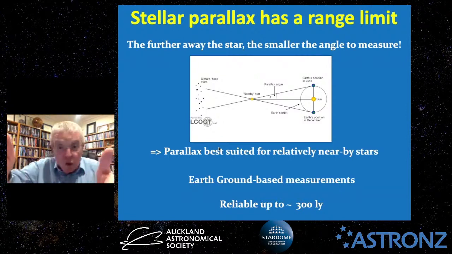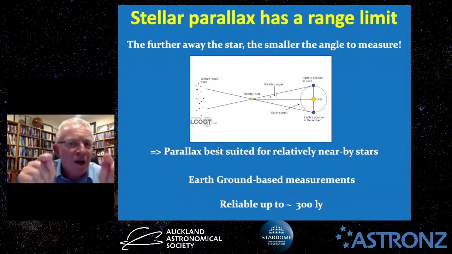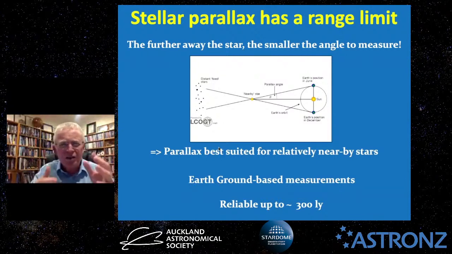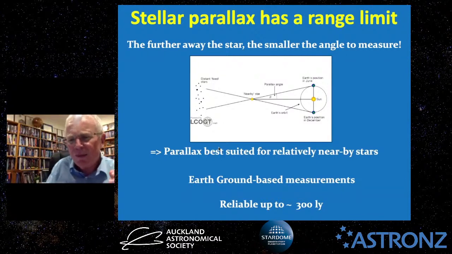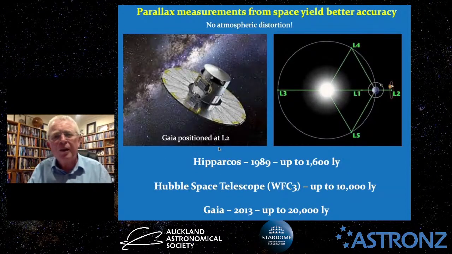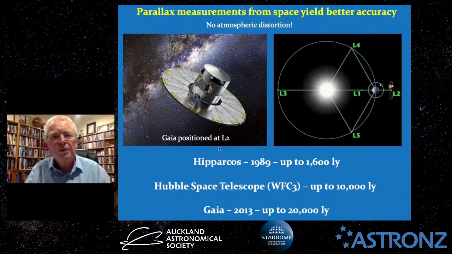Ground-based measurements, which we just used as an example, are reliable up to about 300 light years, and then the angle's getting a bit fuzzy. Why is it getting a bit fuzzy? One of the reasons is you're looking through the atmosphere, and the atmosphere distorts light, and suddenly you've got all this distortion going on. And that makes life a little bit more difficult for the astronomers. So what do they do? They put a satellite up into space to do the job for them.